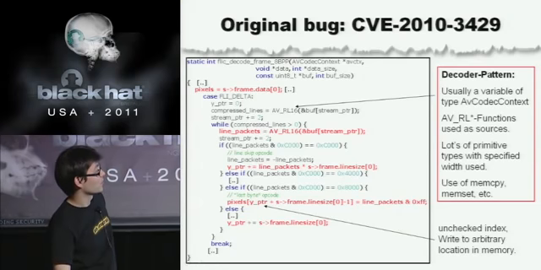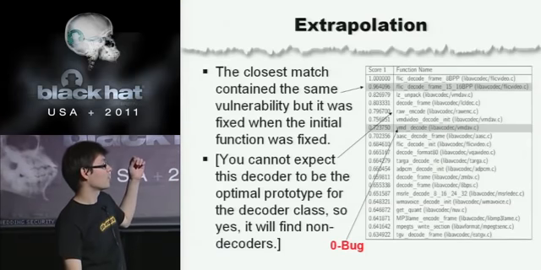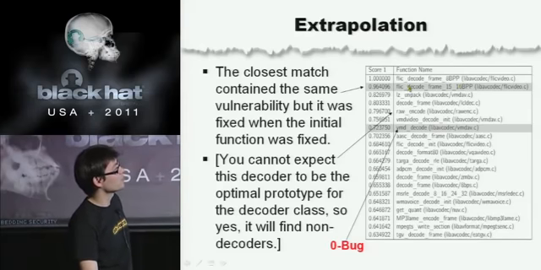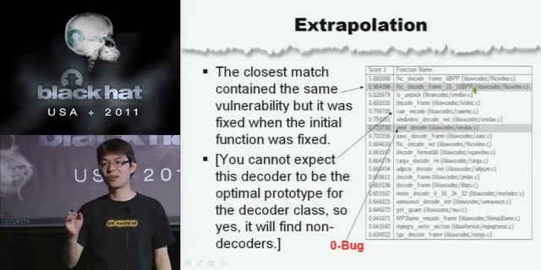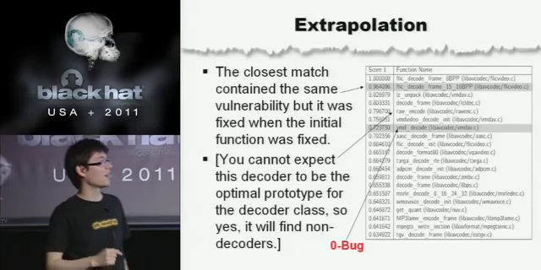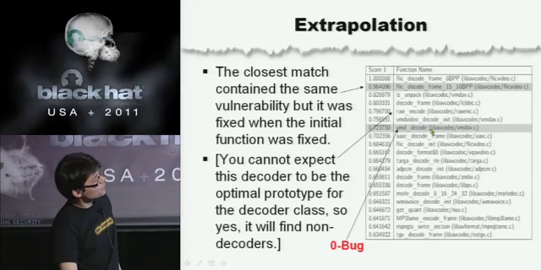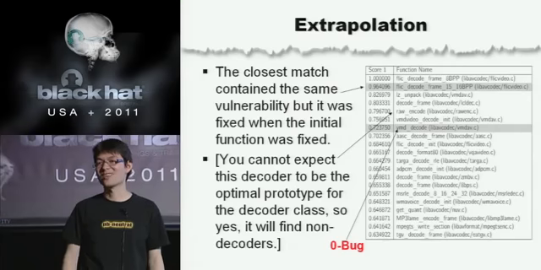So I asked the tool, what other similar functions are there? The first thing it told me was that apart from flick decode frame 8 BPP, there's also flick decode frame 15, 16 BPP. And they had fixed the same bug in that function as well. And then I looked down at VMD decode, and it contained the same bug as well, but that one hadn't been fixed.